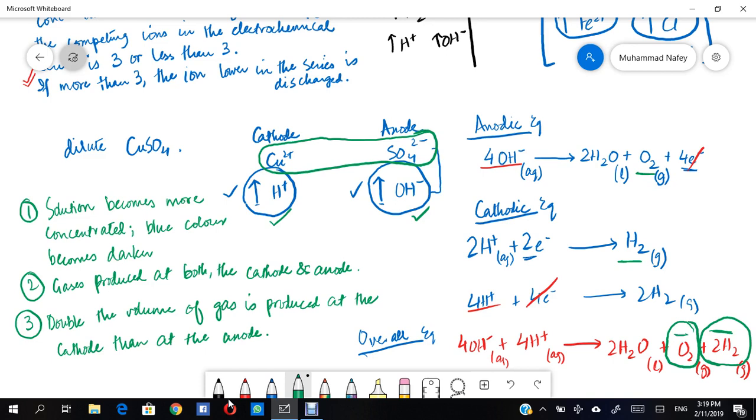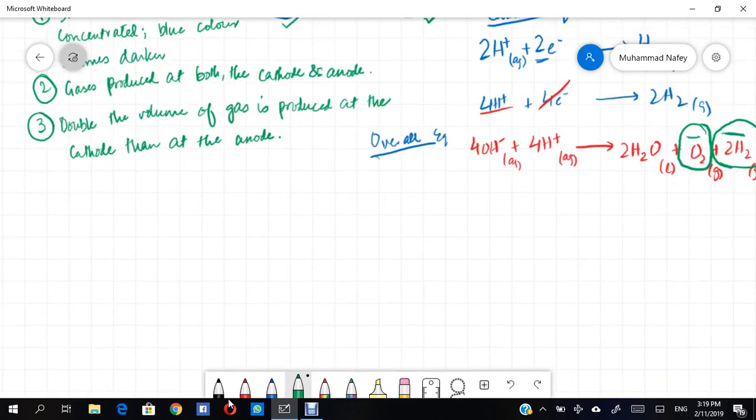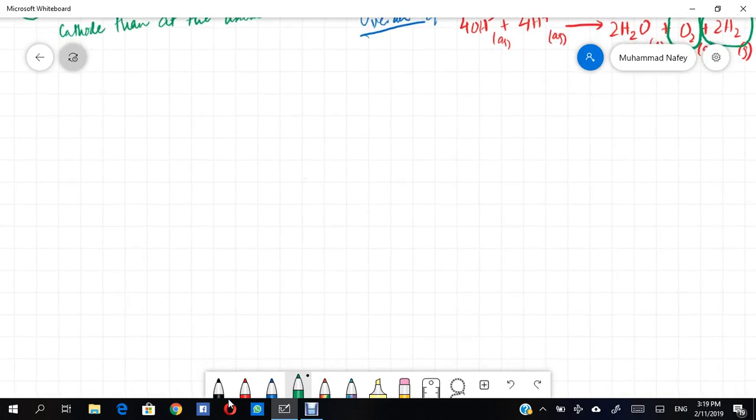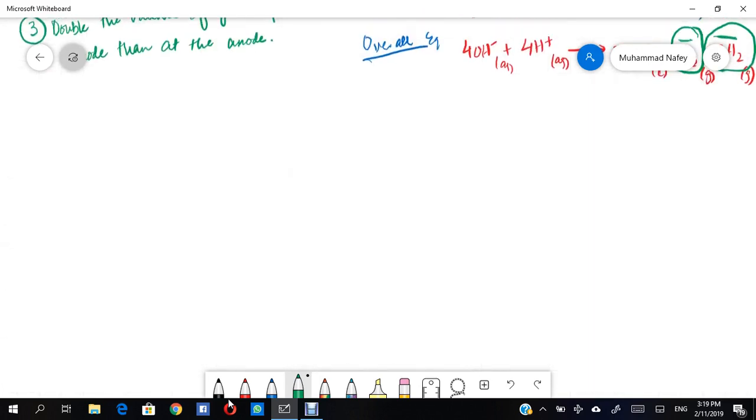Right. Now let's repeat this electrolysis reaction. This time we'll be using not dilute but concentrated copper sulfate. And you will notice how things change. So now we have concentrated copper sulfate.